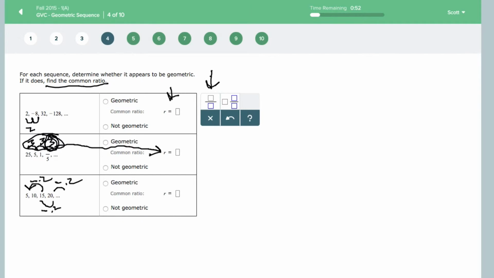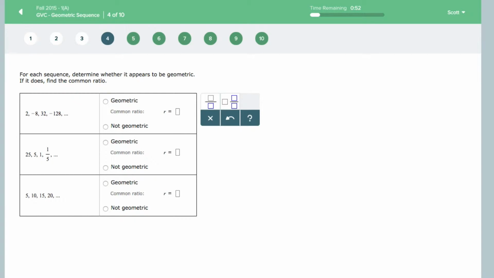Number 4. Same thing that we did last time. Is it geometric or is it not? Negative 8 divided by 2 is negative 4. 32 divided by negative 8 is negative 4. And negative 4. So it is geometric. And my common ratio is that number that I keep getting, negative 4.